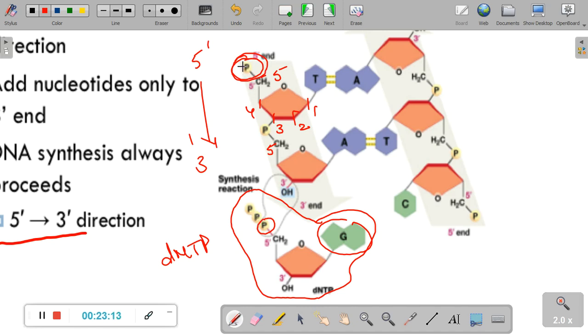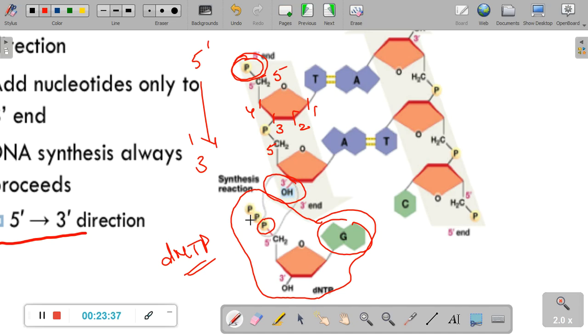We cannot, right? But where is the point where these phosphates can be added up? They can only be added to this 3' end. So new bases, new dNTPs, are always added on the 3' end of the DNA strand. So we have these two strands, one strand here, one strand here. So this dNTP is added out here.